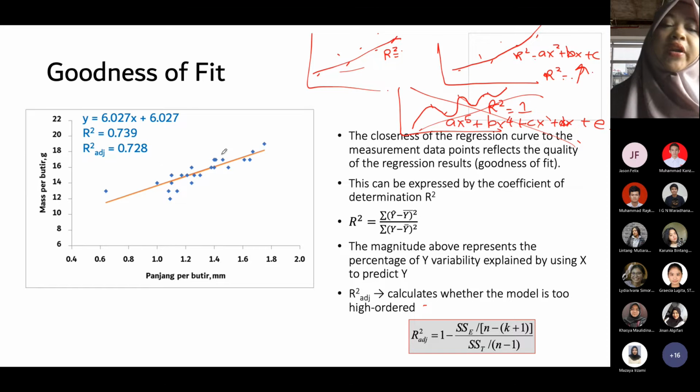But if, for example, you make it with the order of 5 or order of 6, and you have an R squared of 0.9, and then you have an adjusted R of only, for example, 0.6, then your model is too high ordered.